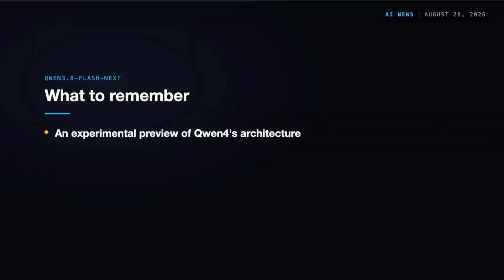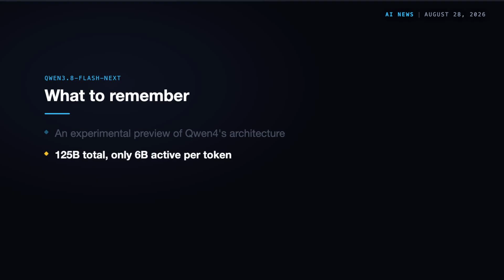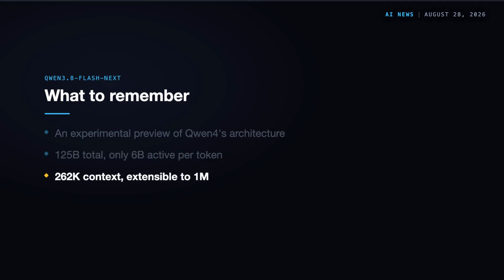This is a preview of the architecture Qwen4 will be built on. Most of the model sleeps, with only 6 billion parameters awake at a time. Context reaches 250,000 tokens and stretches further.